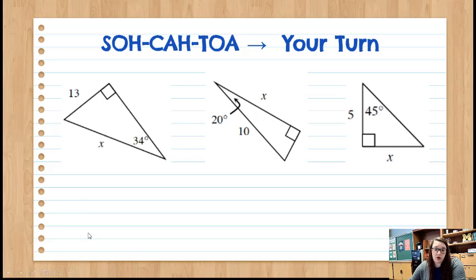Let's try some on your own. At this point, step 1 is labeling sides. So label opposite, adjacent, and hypotenuse, and then figure out which one you're using before going ahead and solving it. Try these out and see how it goes first, and then we'll jump in and do them together.